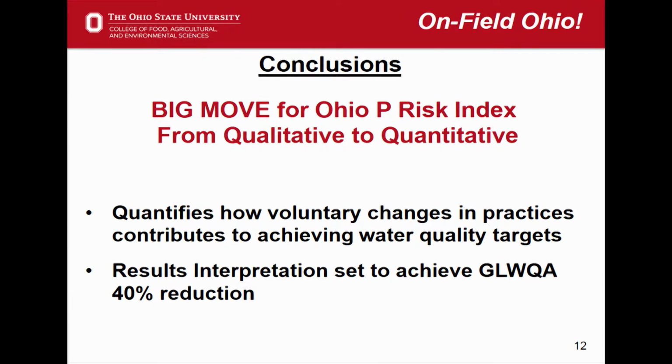For Ohio, it was a big move to move the Ohio P risk index from completely qualitative to much more quantitative. We hope that this tool will allow farmers to quantify how their voluntary practices, changes in practices, can contribute to achieving the water quality targets that they're being asked for. The results interpretations are set so that we can achieve the Great Lakes Water Quality Agreement 40% reduction goals.